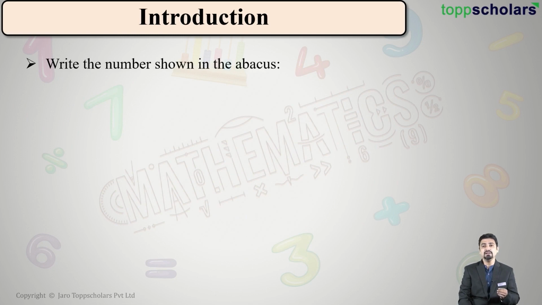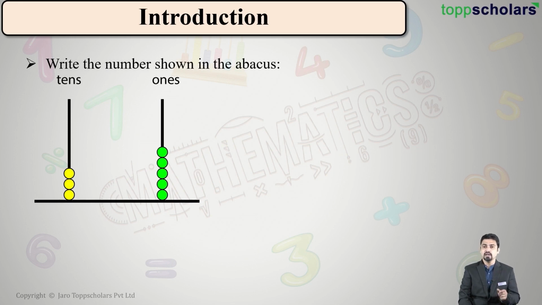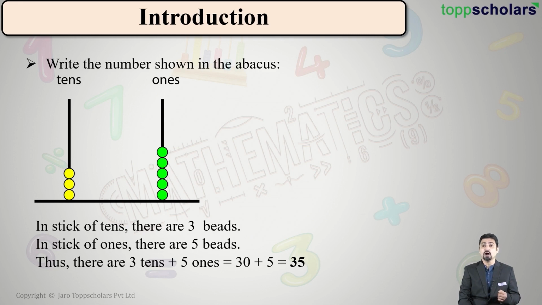Now, we have to write the number shown in the given figure of the abacus. Here we see two vertical sticks. One stick has been named as tens and the other stick has been named as the ones. In the stick of tens, how many beads are there? There are 3 beads. Whereas in the stick of ones, there are 1, 2, 3, 4, 5 green colored beads. Thus, there are, can I say, 3 tens and 5 ones.